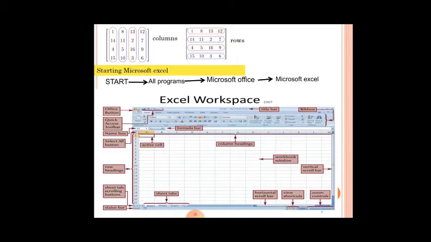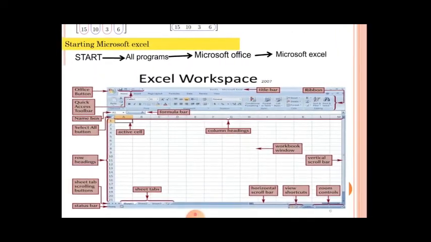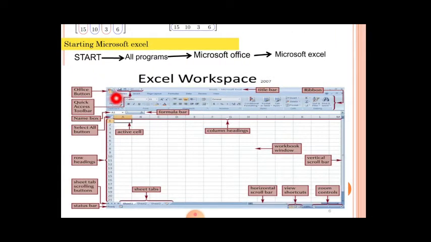Starting Microsoft Excel, how to go to Microsoft Excel? First you are going to click on the Start button, then click on All Programs, then Microsoft Office, and then click on Microsoft Excel. You can just see my Excel workspace here. This is the Office button, where you get options like closing, save as, printing, everything. Then this is the quick access toolbar, as the name itself suggests, where these are some of the tools you can access quickly. Then this is the title bar, the name of your workbook, and this is the ribbon where you can operate, where you have many important options.